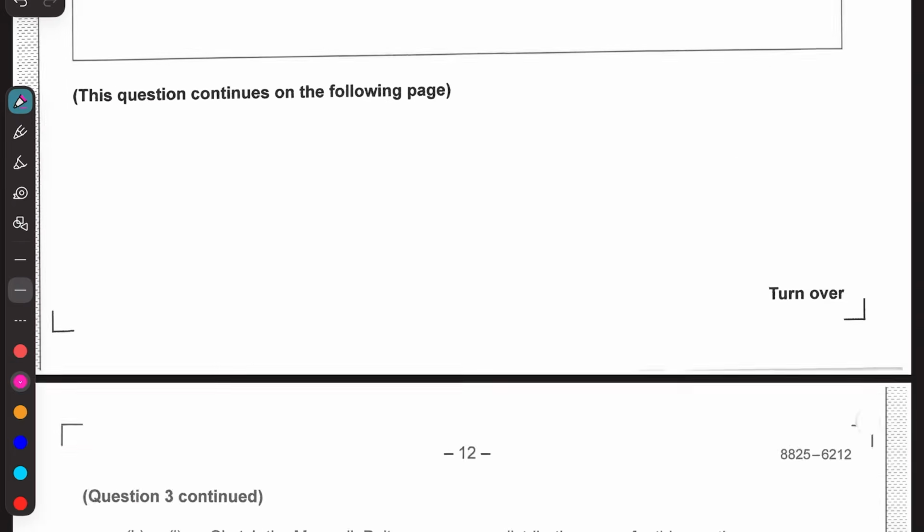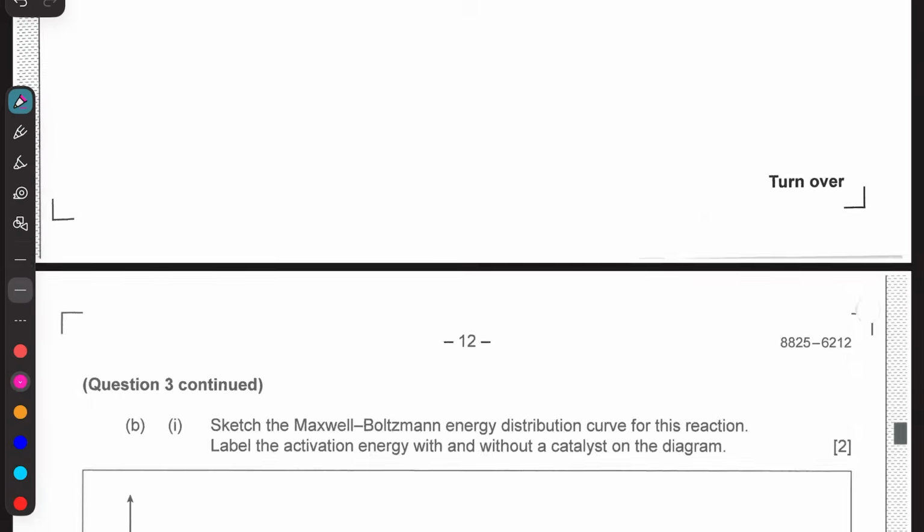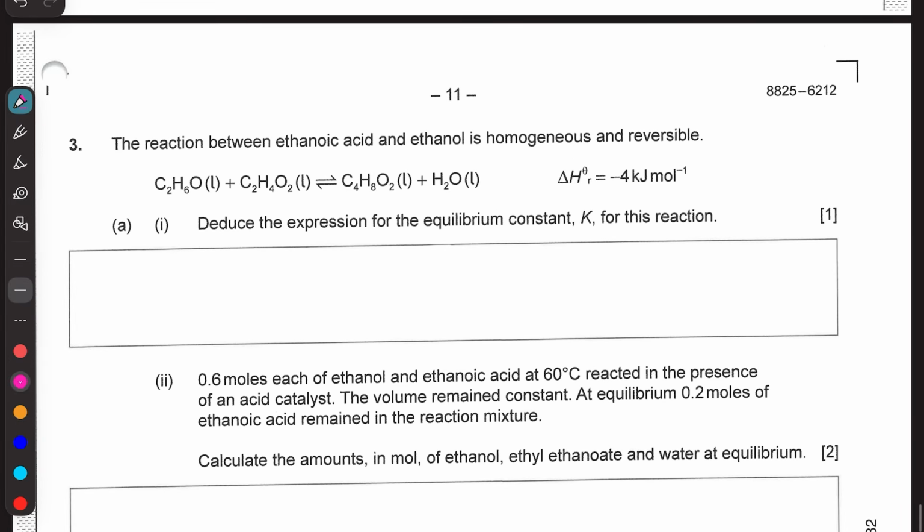Now the last question. It's a pretty short question here. The reaction is given, and we have to find the equilibrium constant. The equilibrium constant would be products over reactants: ethyl ethanoate times H2O divided by C2H6O and C2H4O2. This would be the equilibrium constant.